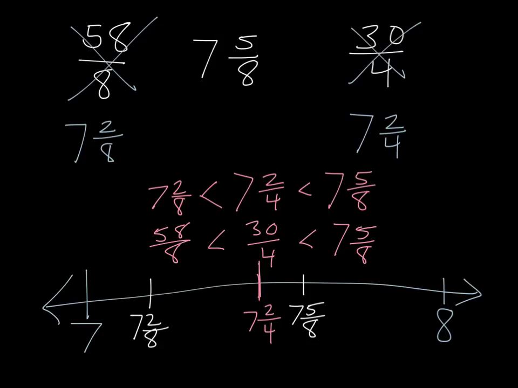So again, I'm not doing a ton of crazy calculations or changing denominators. I'm just using that reasoning and thinking that, well, 5/8 is a little more than 1/2. 2/8 is less than 1/2. This is exactly 1/2. So when I know that, I can put them in order and position them on a number line.